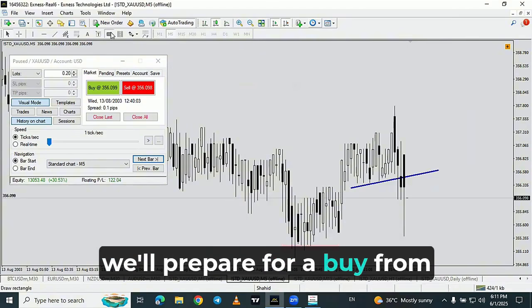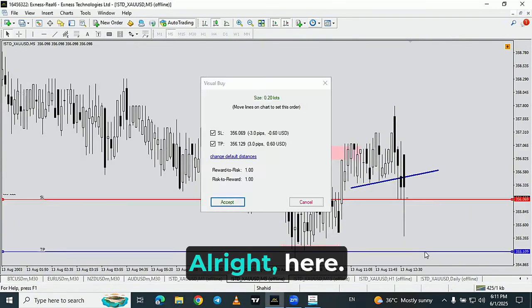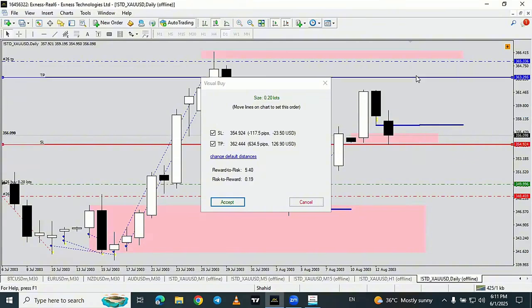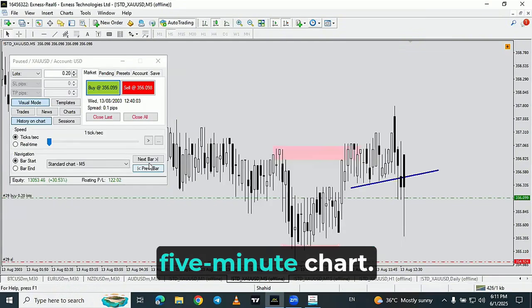Now we'll prepare for a buy from here with this SL, and our TP will be the daily zone, which is this bar. Alright, here. This is the daily zone. Let's see it on the 5-minute chart.